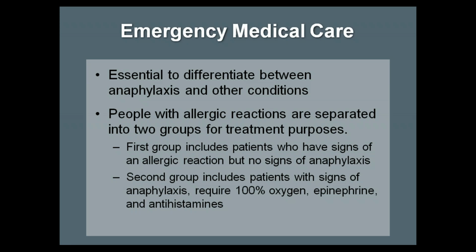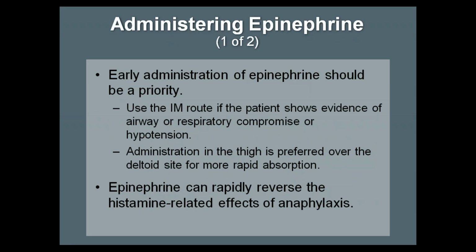So people with allergic reactions are separated into two groups for treatment purposes. The first group is people who have an allergic reaction but no signs of anaphylaxis, and the second group includes patients with anaphylaxis. I just call that an allergic reaction and anaphylaxis. That's how I separate those. So early administration of epi is a priority. IM route, if the patient shows evidence of airway or respiratory compromise or hypotension, and administration in the thigh is preferred. Most times I've given it in the deltoid, but it says here that the thigh is preferred.